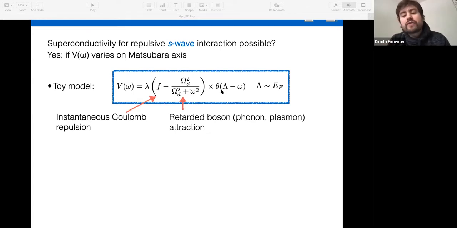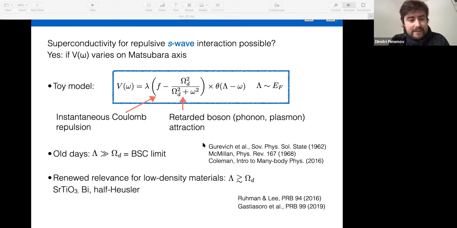And then you have some UV cutoff, lambda, which is supposed to be of order of the Fermi energy. This could be viewed as a toy model for the interaction of electrons in a realistic material, more or less. In the old days, this was studied in the BCS limit, where this UV cutoff, the Fermi energy, is much larger than the energy scale omega_D associated with the boson, the Debye energy, and this is the standard BCS limit. But in recent times it has received new attention because it's of relevance for low density materials, where the Fermi energy is of the same order or even smaller than the Debye energy. This is, for instance, the case in strontium titanate.